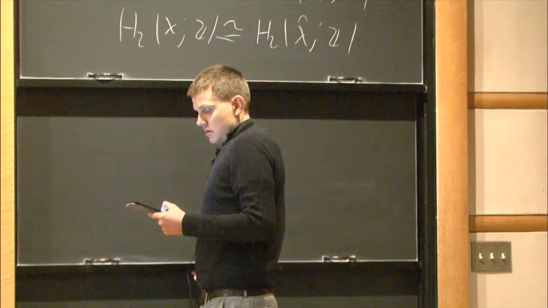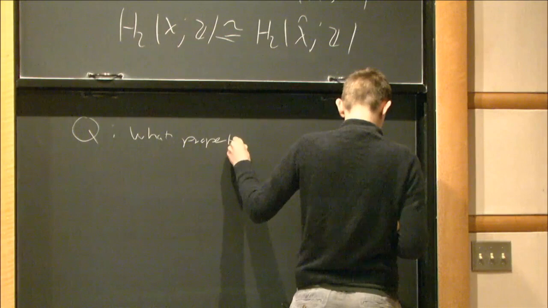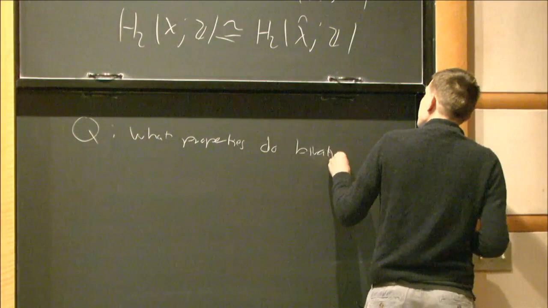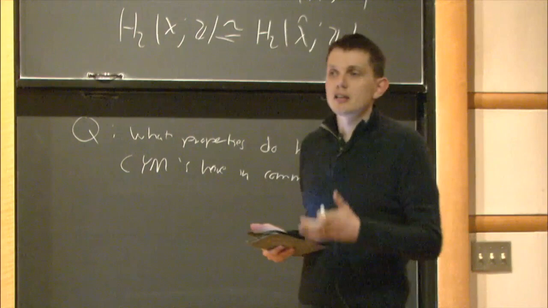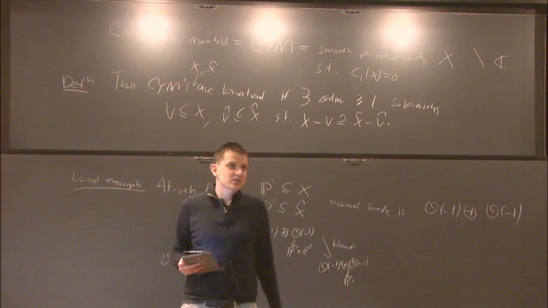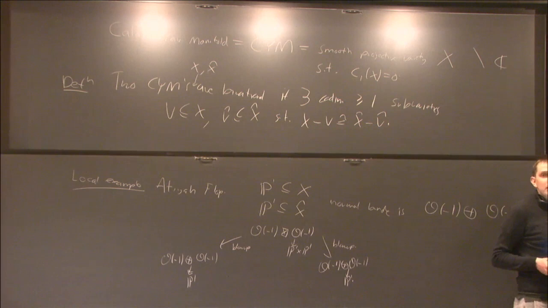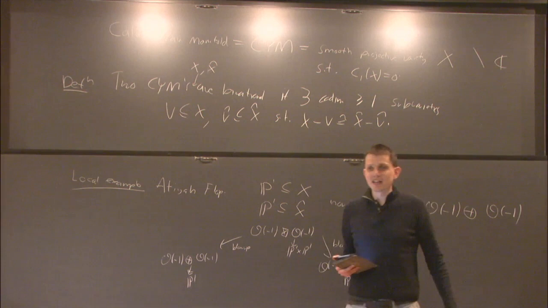Okay. So we have the following general question. What properties do birational Calabi-Yau manifolds have in common? This is a very broad question, and people have made all kinds of conjectures about various objects associated to Calabi-Yau manifolds. But I will mainly focus on topology and enumerative invariants. I won't focus on the whole other story involving derived categories and so on, and I don't know much about that.